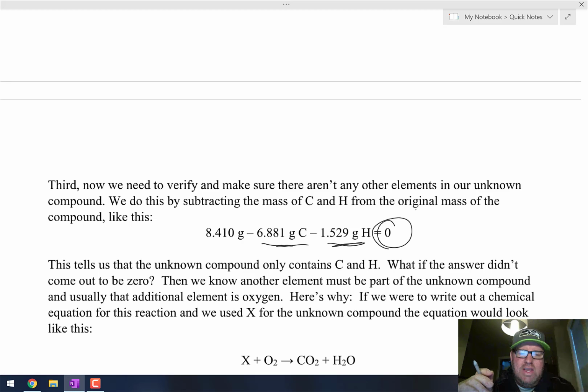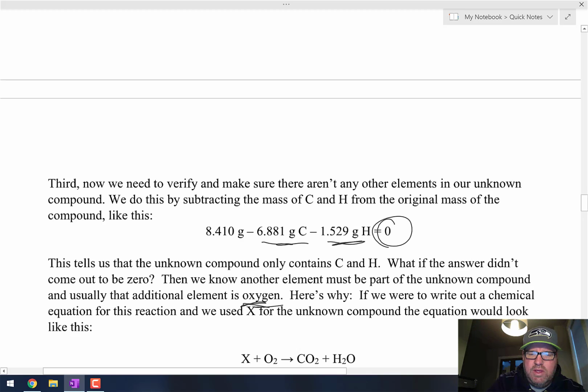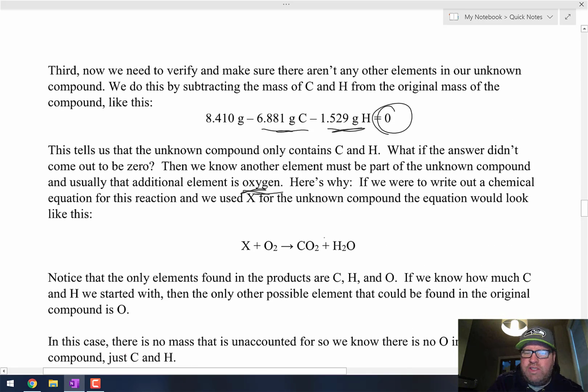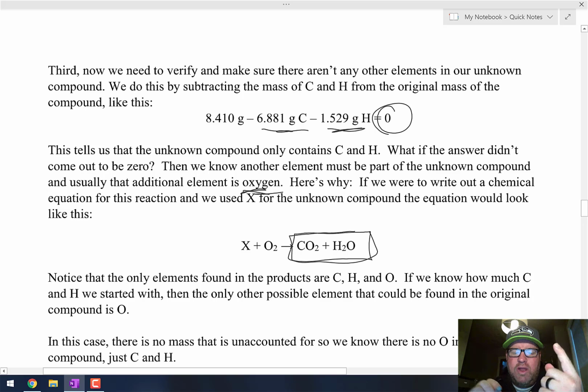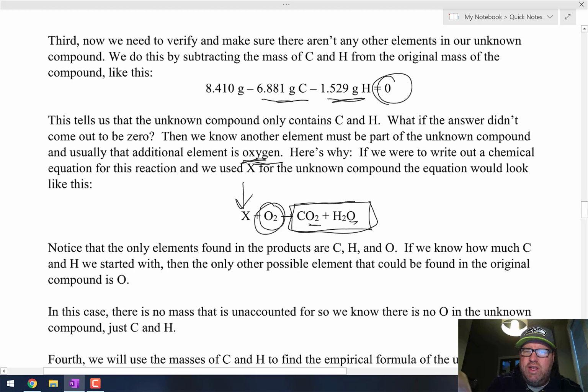Okay, what if it didn't come out to be 0? Then it's very likely that you have another element in there, and usually it's oxygen. The reason that we know that it's oxygen is because look at your products. You only have carbon, hydrogen, and oxygen in the products. Now, the oxygen that's here and here might have all come from that oxygen right there. But if not, where would it have come from? It had to have come from this compound. In the next example, we'll see one like this where it doesn't equal 0.